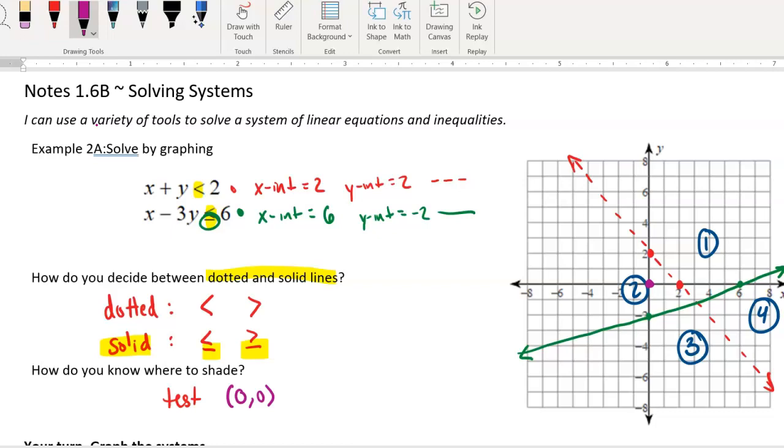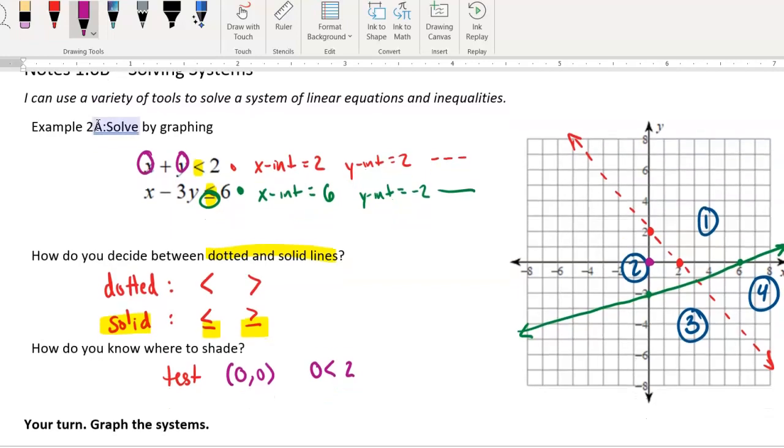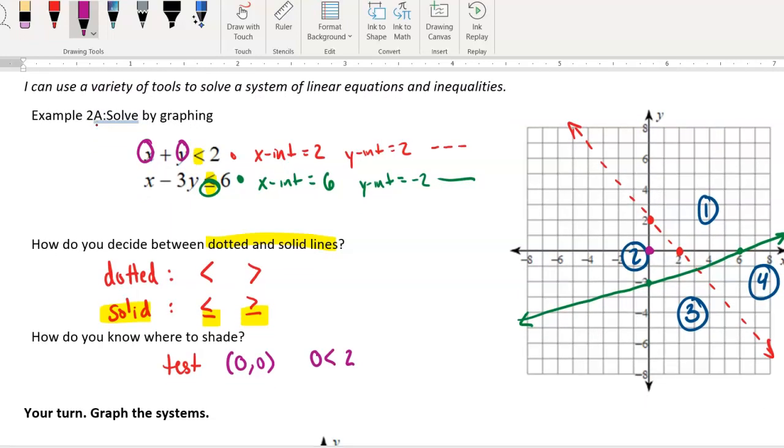If I test that in the first equation, if I put 0 in here for x and 0 in for y, I get 0 plus 0, and I get the statement 0 is less than 2. So is that true or is that false? Well, 0 is less than 2. That is a true statement. So that means, we're working with the red line right now. That's why it's helpful to have the colors here. So the area below that red line we would include, or we would shade. But we're going to shade it really lightly.